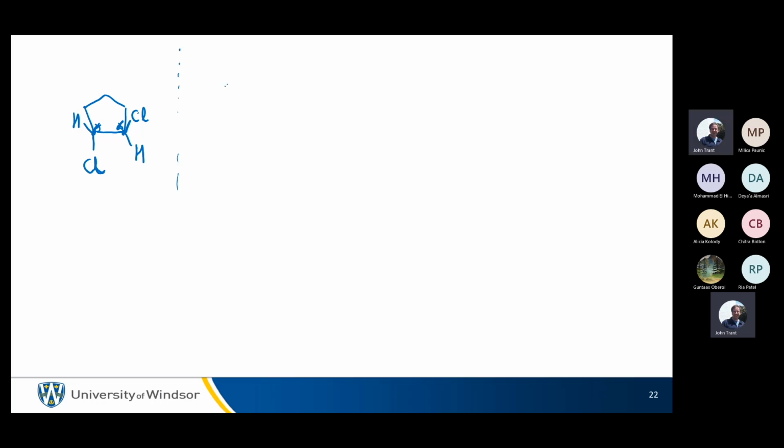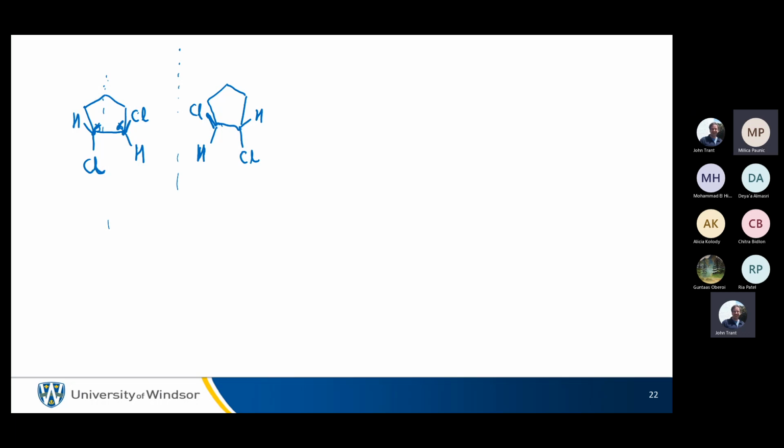Its mirror image, though, it also isn't meso. If I draw a mirror plane down there, there's no symmetry, right? Because it's on the bottom, that's on the top. But if we take the mirror image of it, we have that.